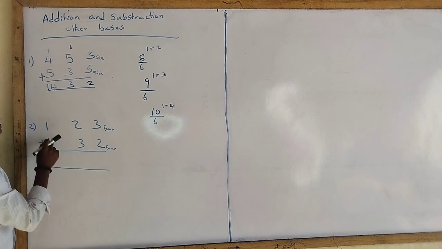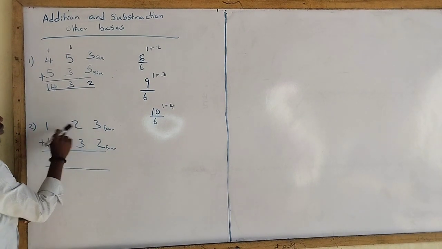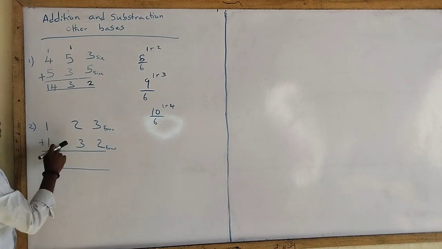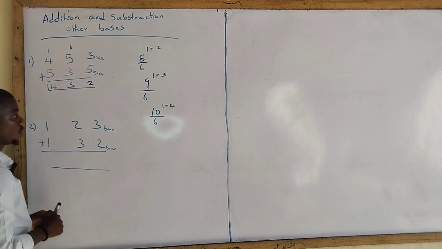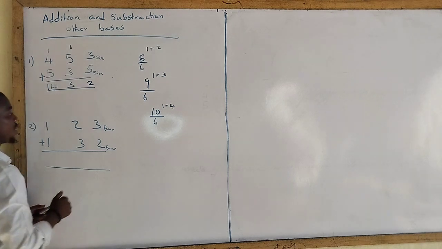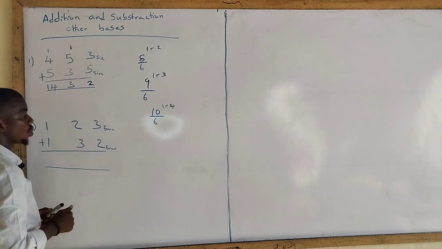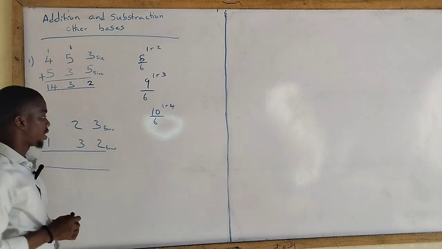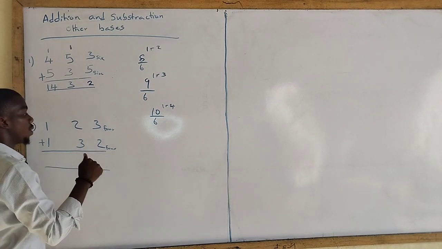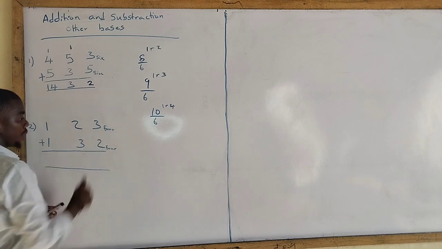It says add 123 to 132. So 3 plus 2 is equal to 5, but that is in base 10. We have to convert it from base 10 to base 4.